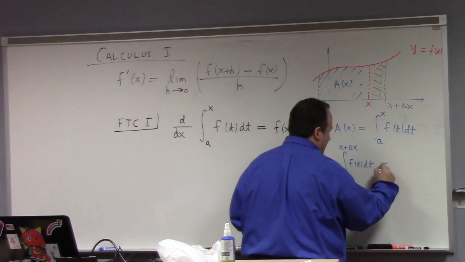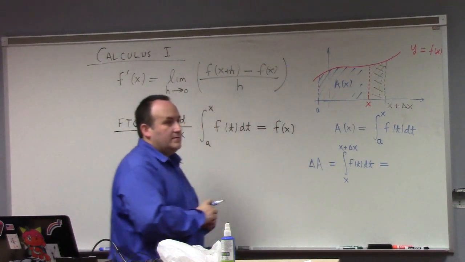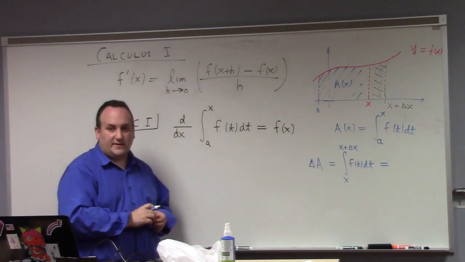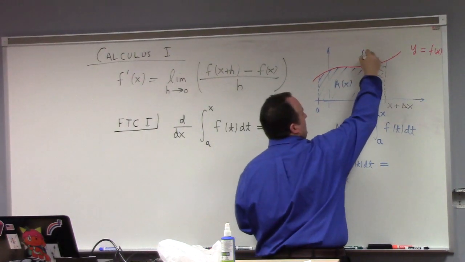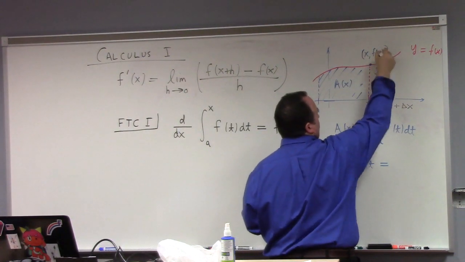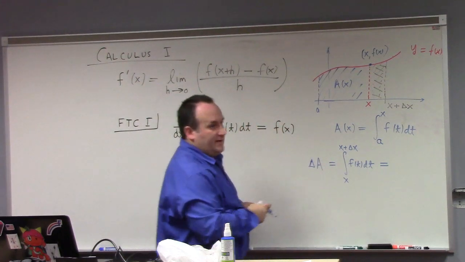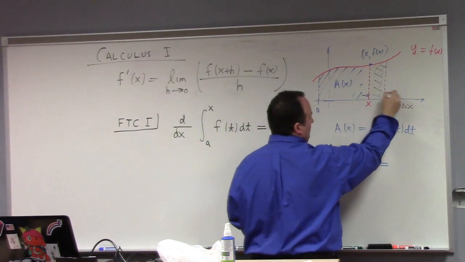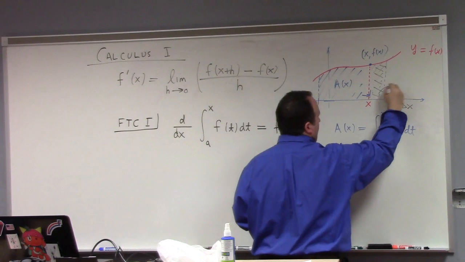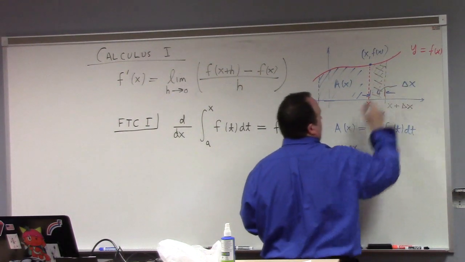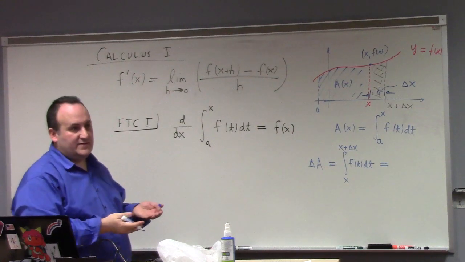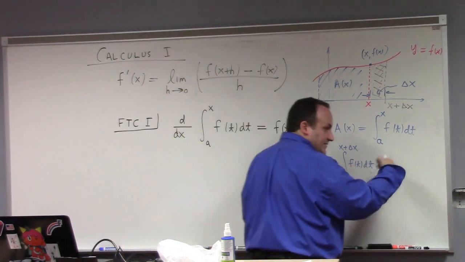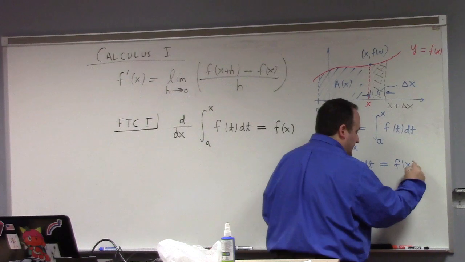But can you tell me something easier? What's a good approximation to that area? This point right here is x comma f of x. And what's this width right here? Delta x. So the height there is f of x and the width is delta x. So a good approximation to the little bit of extra area is just f of x delta x.